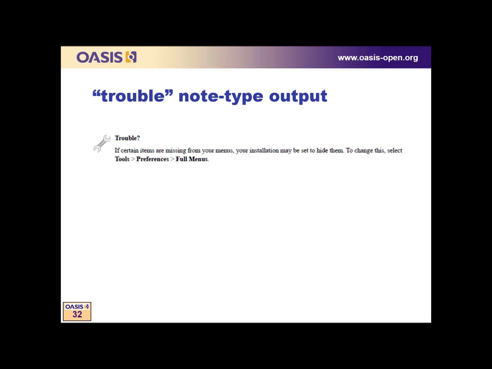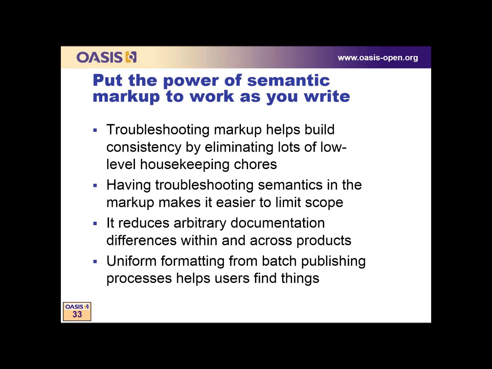So yeah, in this case, if you actually read this, it says if certain items are missing from your menus, your installation may be set to hide them. And then it goes ahead and tells you what to do to actually show all the menu items. Here again, notice that we've got this same condition, cause, and remedy pattern occurring on a small scale here too. If the remedy were more than one step, we would probably create a topic for this and put in a cross-reference to it.